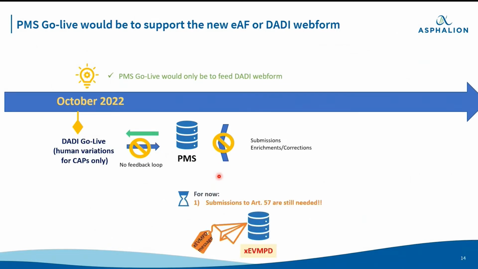What is important to keep in mind, and every time we can, we bring it up, is that for now, we still have to keep the submissions compliant with Article 57. So we still have to send these messages for XVMPD.